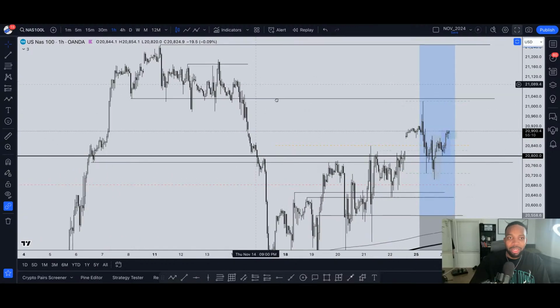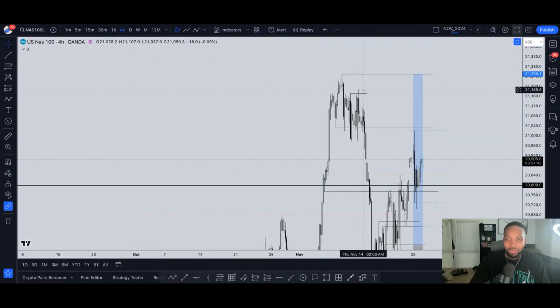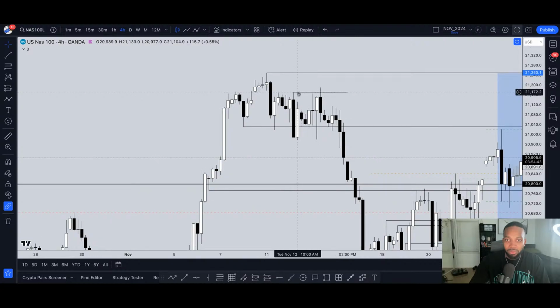I was also looking for a confirmation. We never got a really good confirmation. Yeah, we got one here once we broke above this structure, but we never got one here. We never got a buy confirmation right here because we needed that. Liquidity, we swept it, but we never really broke above. Maybe on the 1 hour it looks like we did with this body candle, but I always go one time frame higher to confirm. And as you see on the 4 hour, it was only a wick.